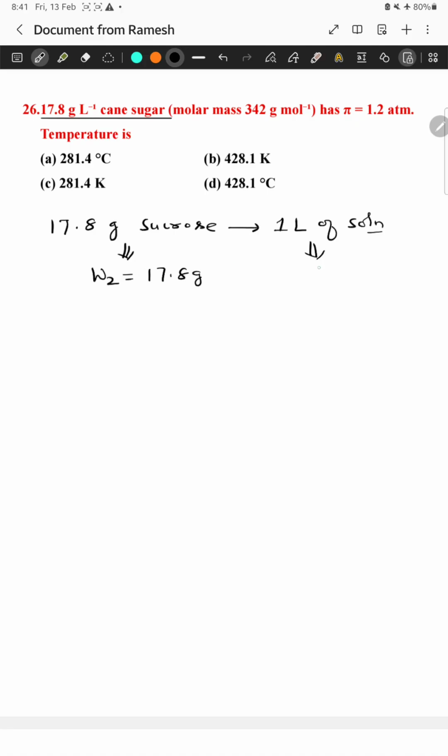What will be the volume of the solution? This is given in liter, that is 1 liter. They have given the osmotic pressure, and they are asking for the temperature. Of course the molar mass is given in the question itself, that is M2. So we use the same osmotic pressure formula. What is that? M2 is equal to i into W into RT, where W means WO2, the mass of solute, divided by pi into volume in liter.